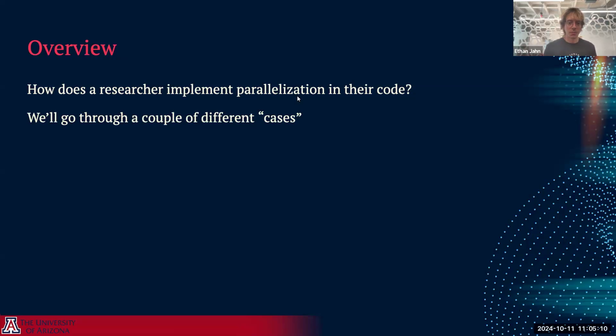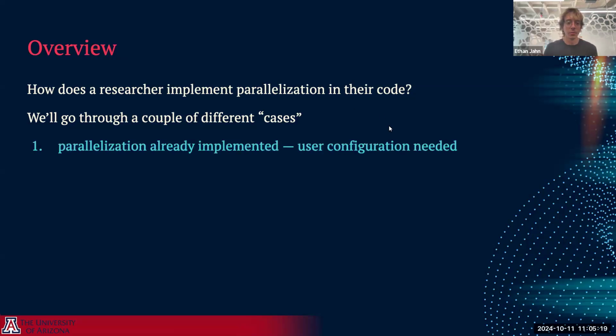how does a researcher such as yourself implement parallelization in their code? In this presentation, we'll go through a handful of different cases for parallelization. The first is that in many cases, parallelization is already implemented in a particular software or in a particular language, and only configuration on the user end is needed. This is the most straightforward version of parallelization because you don't have to worry about programming parallel algorithms and worrying about details of interprocessor communication and things like that.